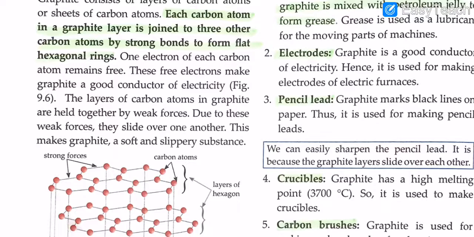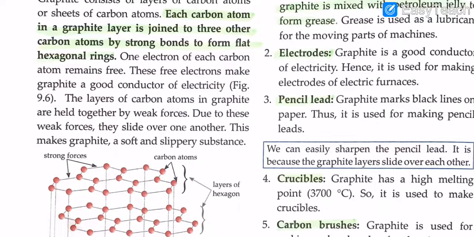Unlike diamond, and that was a disadvantage of diamond. We say that diamond is a poor conductor of electricity. Why? Because of the absence of free electrons in diamond. But in graphite, all these are in a free state, therefore they are a good conductor of electricity.